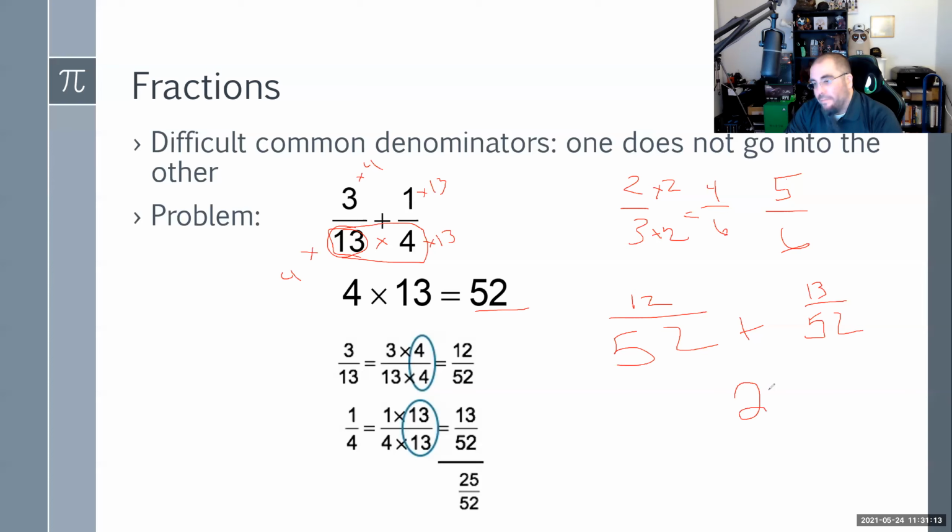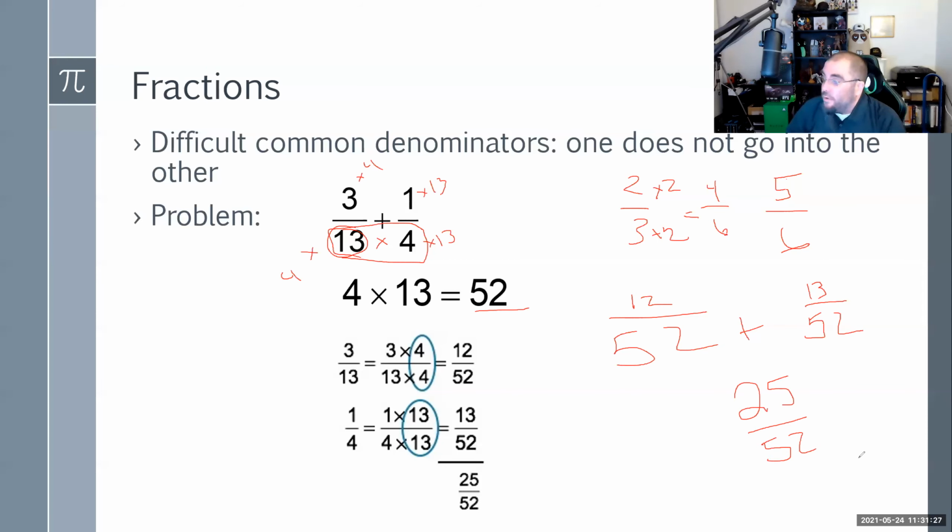So in the end, we'll add them together and get 25/52. Now, in that case, there's not a way to simplify that one. So that's going to be your answer. You answer that and move on. That is way more complex than any question I'm going to give you on your tests.